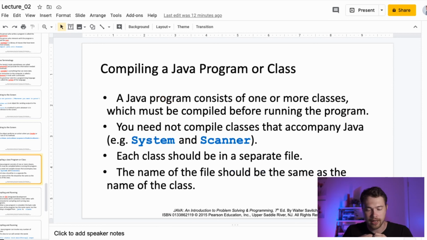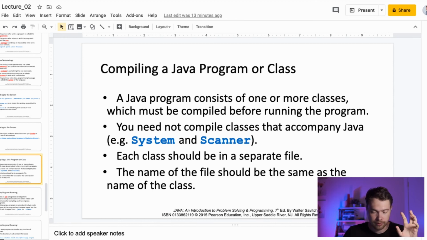Compile in Java: a Java program or class. A Java program consists of one or more classes, most likely one. In 190 we used only one class. In this class I think we'll be using two classes or more, which must be compiled before running the program. You need not compile classes that come with Java, like System and Scanner. You don't have to compile those classes.